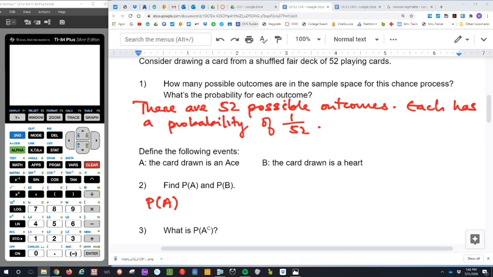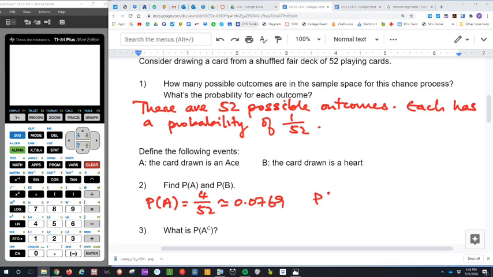So we've got to think, how many aces are there in a deck of cards? There are 4 aces, right? And out of how many possible outcomes? 52. So it's 4 out of 52, which is approximately 0.0769.